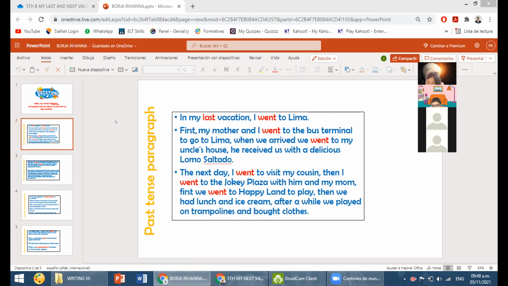The next day, I went to visit my cousin. Then I went to the Jockey Plaza with him and my mom. First, we went to Happy Land to play. Then we had lunch and ice cream. After, we played on trampolines and boat clothes.